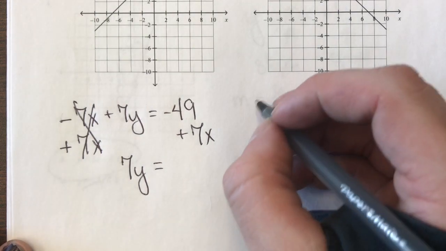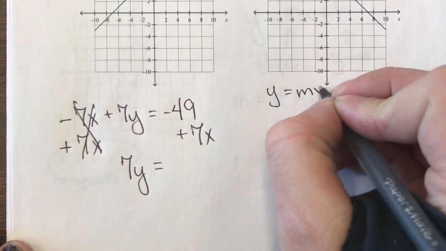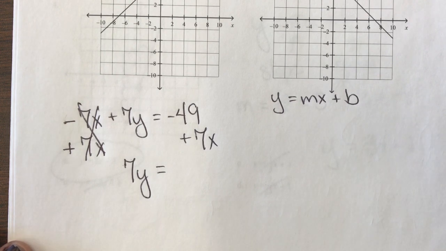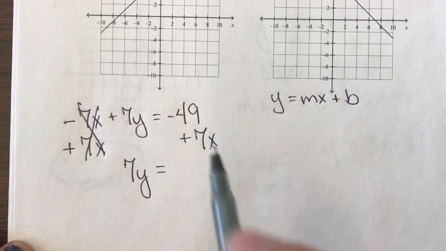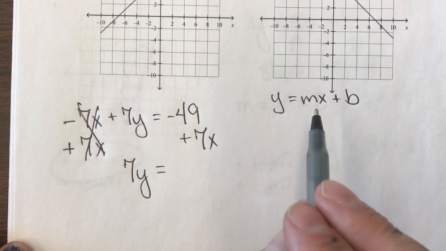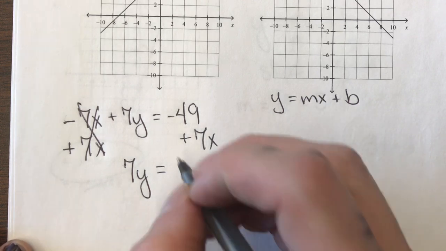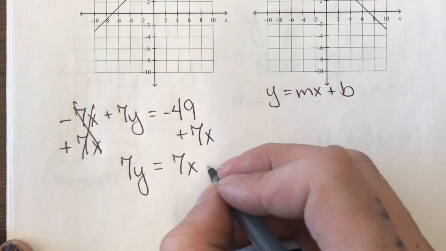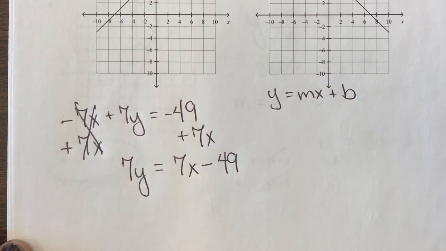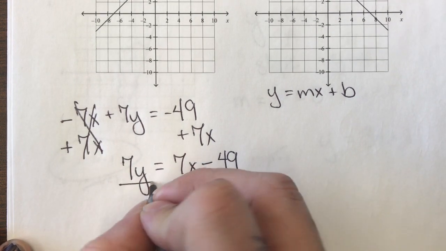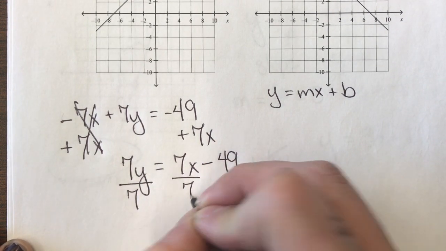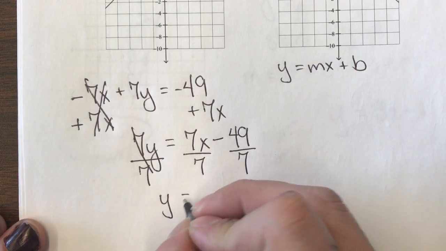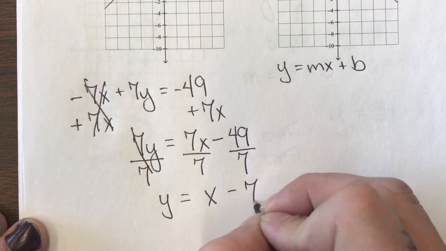I'm trying to make it look like slope-intercept form. Remember, slope is m, b is the y-intercept. So I'm going to try to make that look as much like that as I can, which means I want the mx part first. So I'm going to put the positive 7x part first, and the b, which is negative 49, second. Y is still not all by itself. I have to divide everything by 7. Y is going to equal x minus 7.